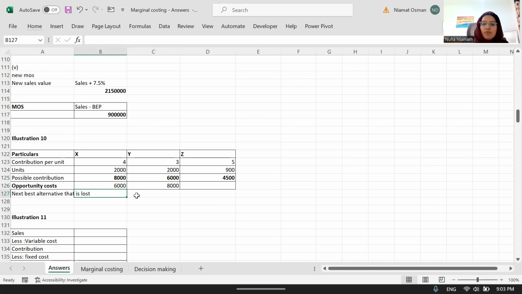This will become Y's profit. Now, is it clear? Do you want me to repeat it again? Okay. So now can somebody tell me, when I'm producing Z, what is my opportunity cost? X. Perfect. So that is my opportunity cost. So this is the concept of opportunity cost. I hope today's concepts and formulas are all clear.